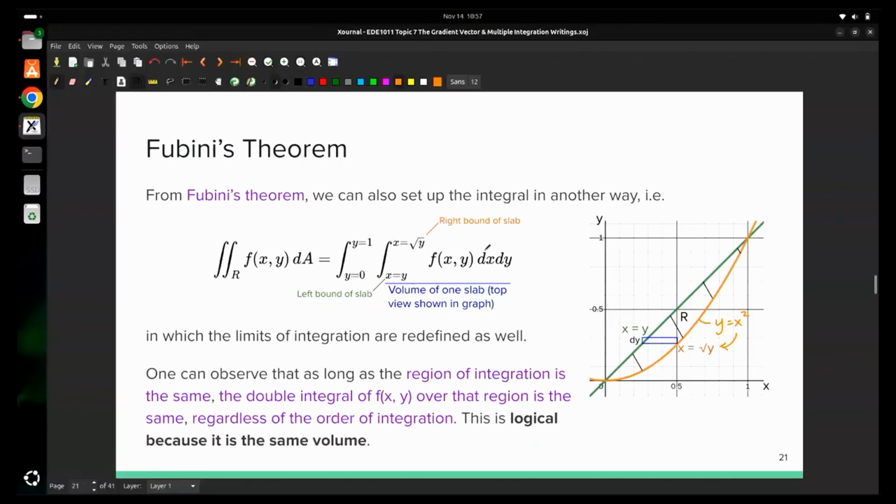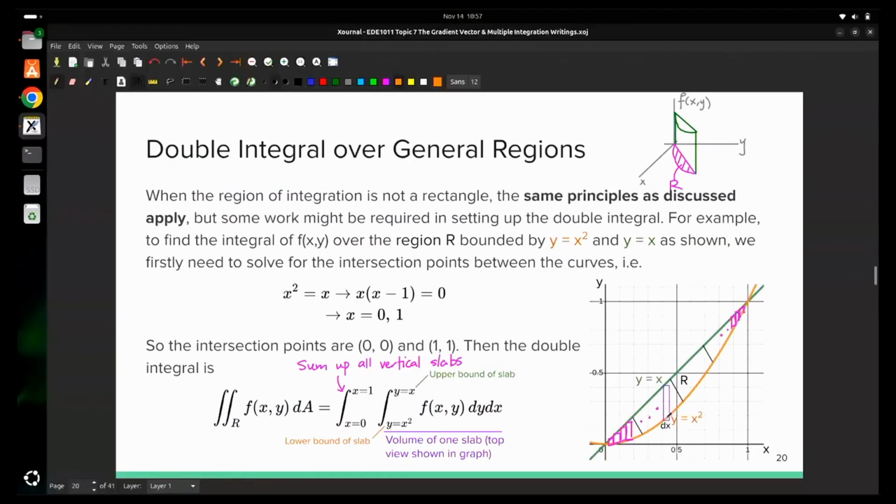If you are integrating with respect to x first, it's below y equals x. Because the bound here is 0 to 1, the interval here is 0 to 1. So let's say, for example, the x is 0.5. Then 0.5 squared is 0.25. Then this is 0.5. So 0.25 is below 0.5.